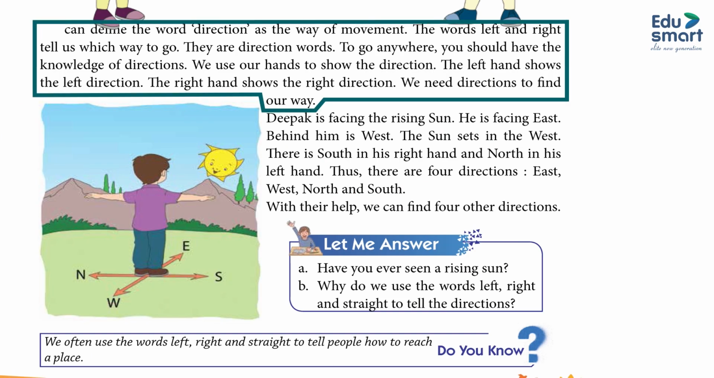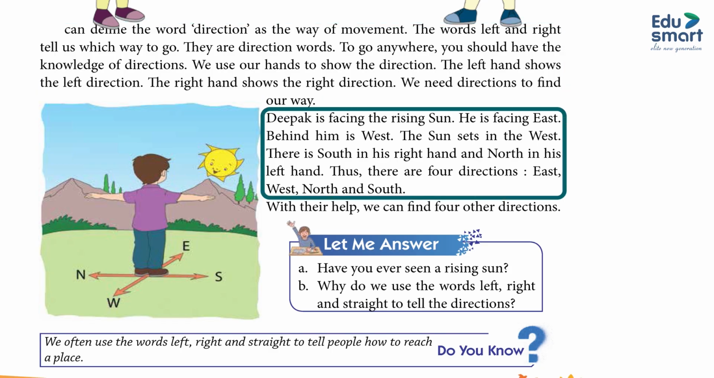Can you define the word directions as the way of movement? The words left and right tell us which way to go. They are direction words. To go anywhere, you should have the knowledge of directions. We use our hands to show the direction. The left hand shows the left direction and the right hand shows the right direction. We need direction to find our way.